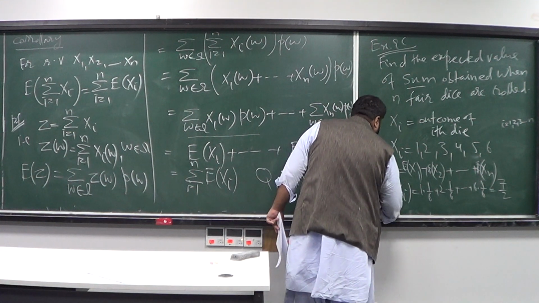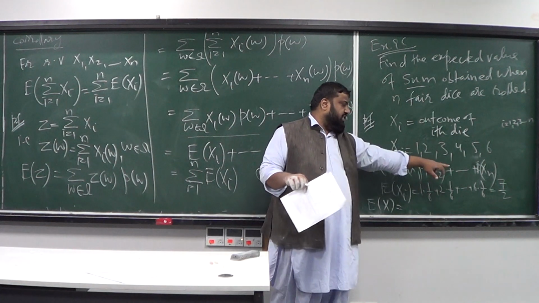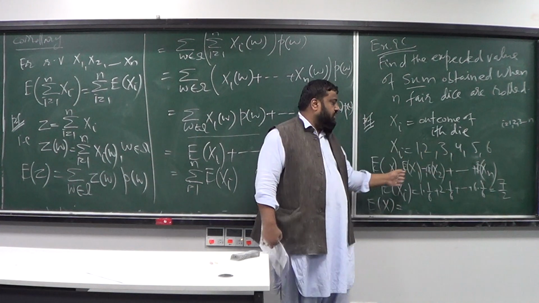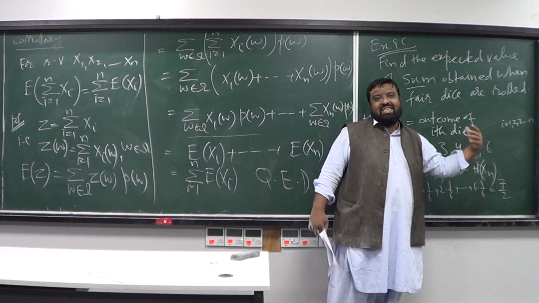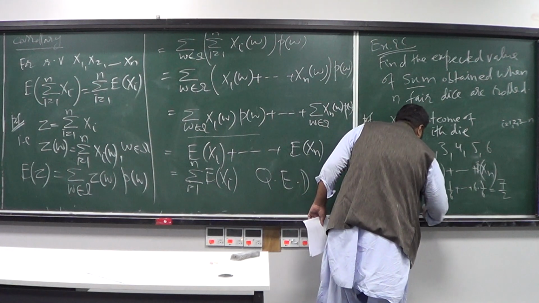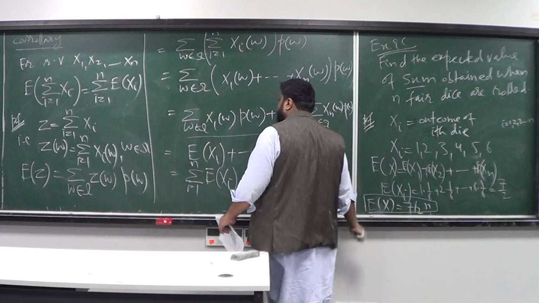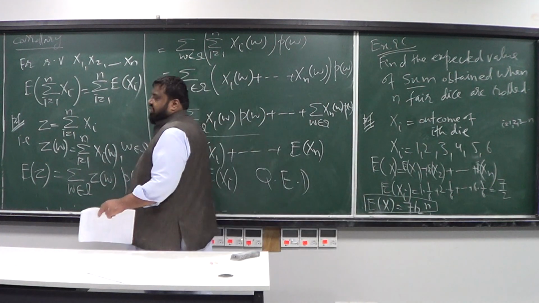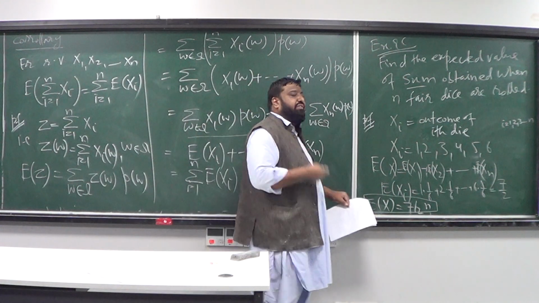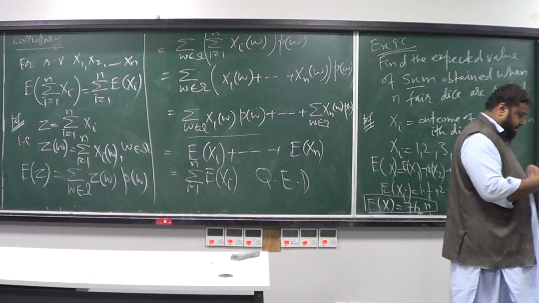So what is the expectation of x? So what is the expectation of x1? So it's 7/2 plus 7/2 plus 7/2. So it's like 7/2 is being added n times. So the outcome is going to be 7/2 n. This is really the average value that shows up on n fair dice actually. So n could be your chosen number.